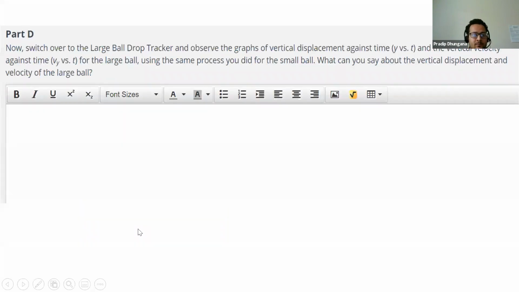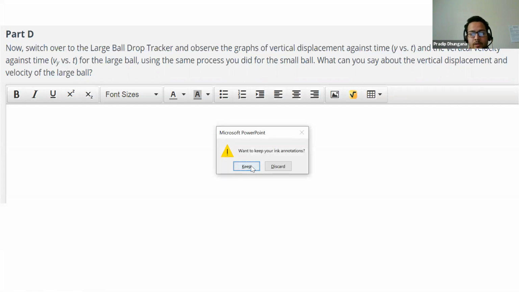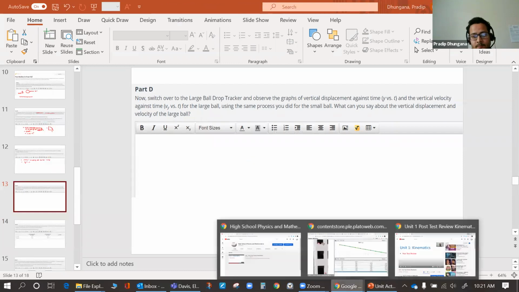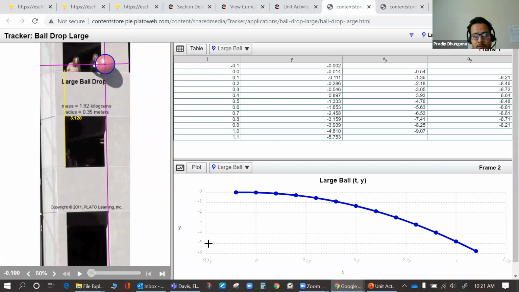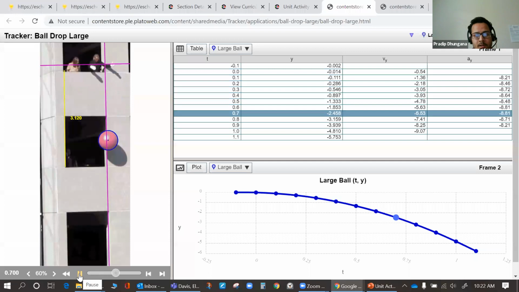Now switch over to the large ball drop, okay? And then let's observe the graph of vertical displacement as well as vertical velocity using the same process you did for the small ball. What can you say about the vertical displacement and velocity of the large ball? Okay, let's go back to the question. Now we are moving to the large ball, okay? This one is the small ball, this is your large ball.